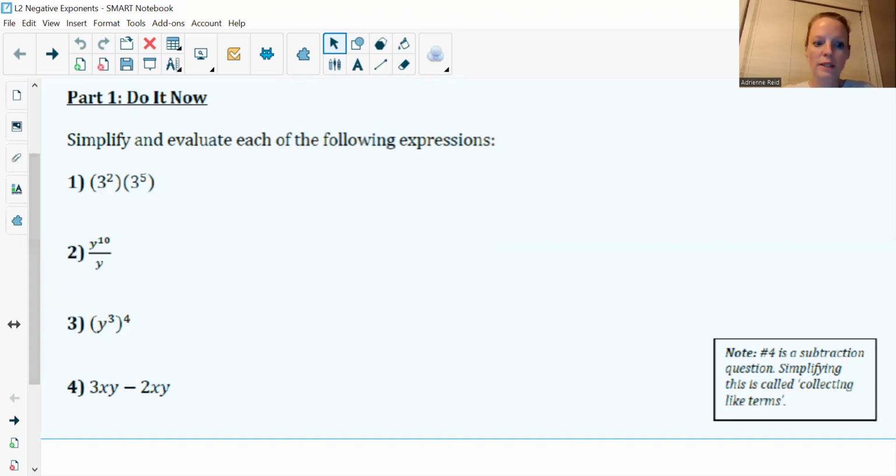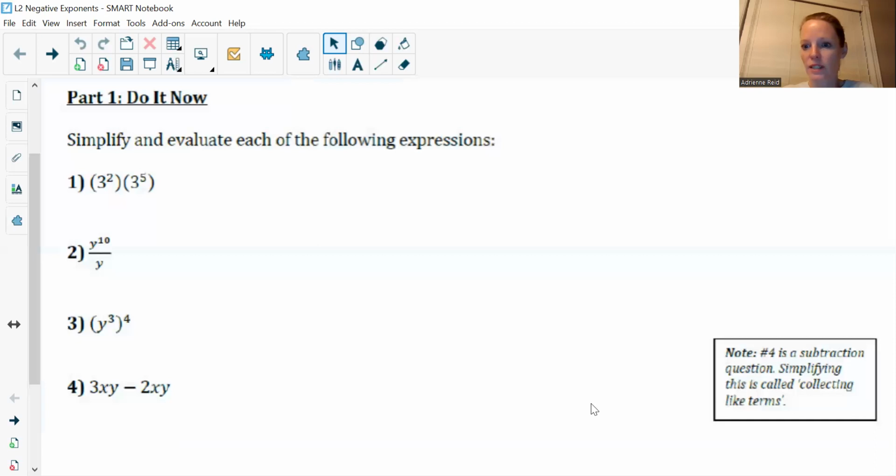And then for the fourth one, there's a little note here on the side. Number 4 is a subtraction question, and we don't have an exponent rule for subtraction. We have multiplication, we have division, we have power of a power. What happens if the exponent is 0. But subtraction is just collecting like terms. So if I had 3 xy's and I'm subtracting 2 of them, how many do I have left? And this is just a matter of changing the coefficient. I'm not changing the exponents. Adding and subtracting is just collecting like terms. It's not an exponent rule.